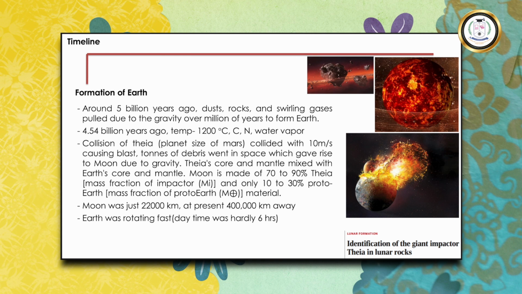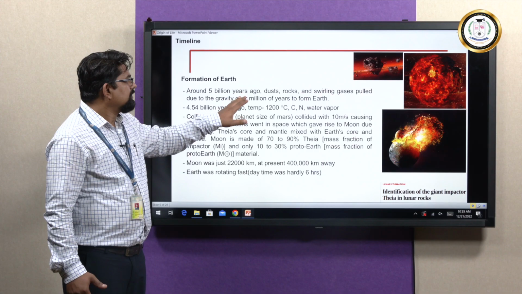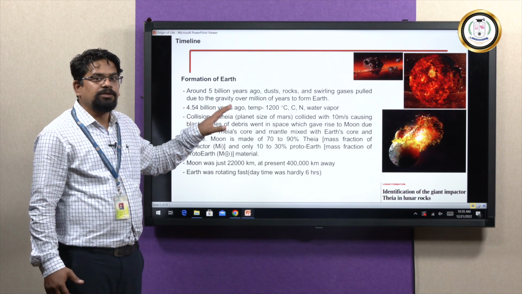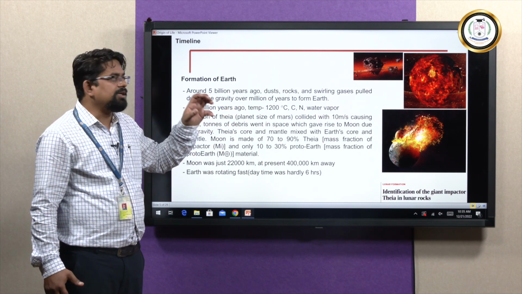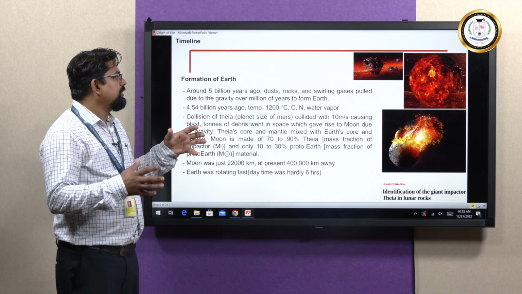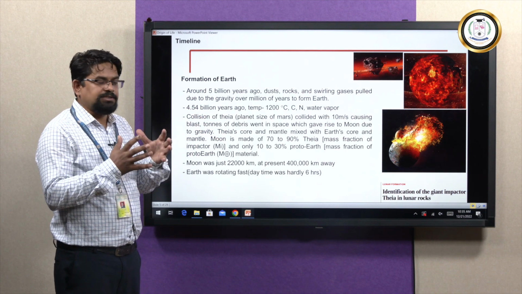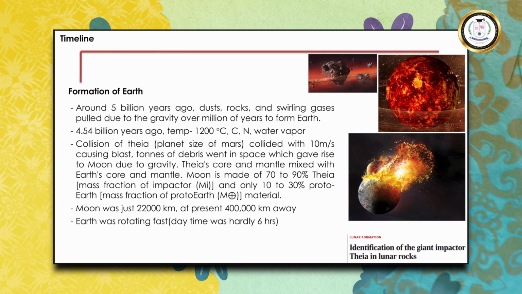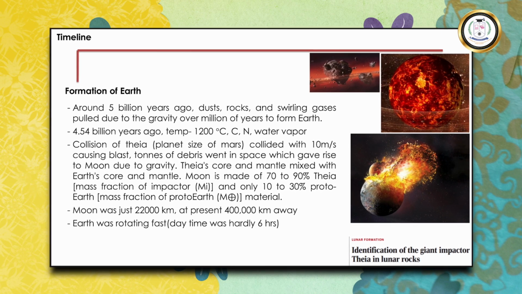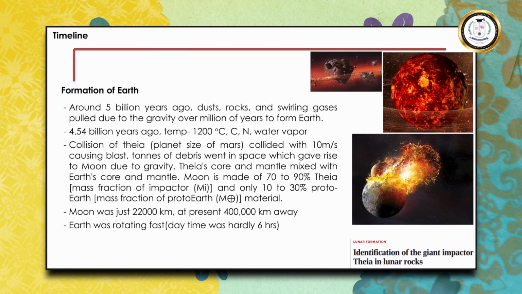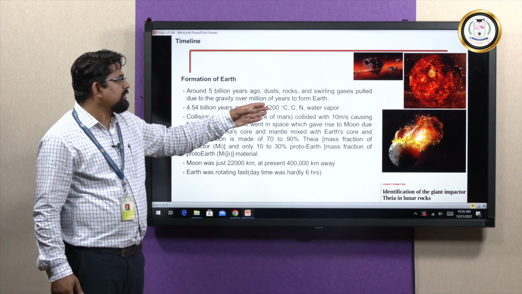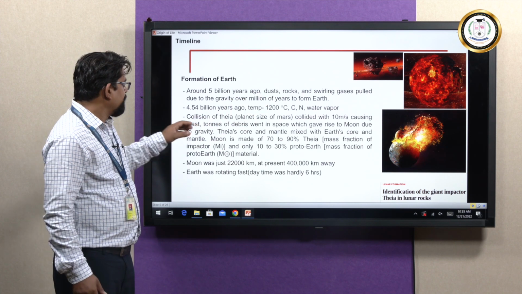First and foremost, around 5 billion years ago, dust, rocks and swirling gases were pulled together due to the gravity of the sun and the other planets, and formed a mass of gases. Now close to 4.5 billion years ago, the earth might have looked like this, but the temperature was higher, close to 1200 degrees Celsius. At that time there may have been carbon, nitrogen and some water vapor.